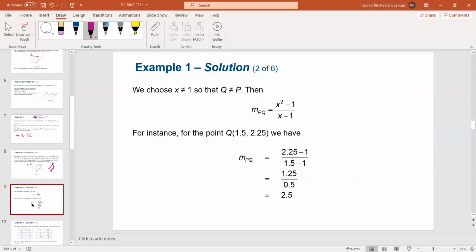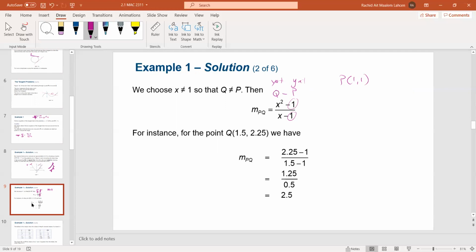Some of the examples I'll solve and explain, and some I'll just put up and solve this way. It depends on the session. So the change of y, which will be the y at Q point minus the y at P point. P is (1, 1).